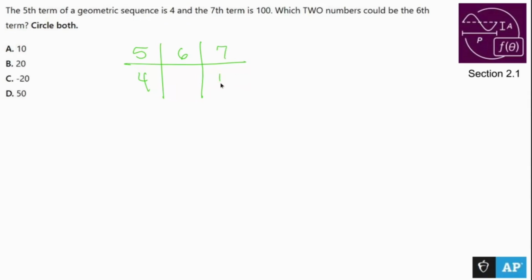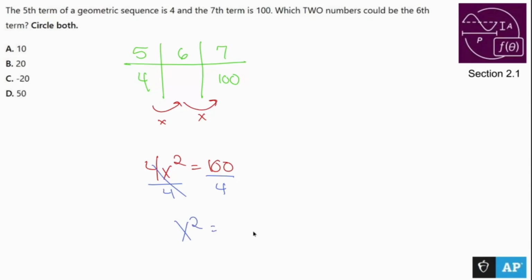Seventh term, 100. We know that with a geometric sequence, you need to multiply by the same number in order to get to the next one. So 4, I have to multiply by something, and whatever that something is, I multiply by the same something to get 100. So 4 times something times itself is going to be 100. So how about 4x squared equals 100 is going to help us out here. So let's divide both sides by 4, like so.